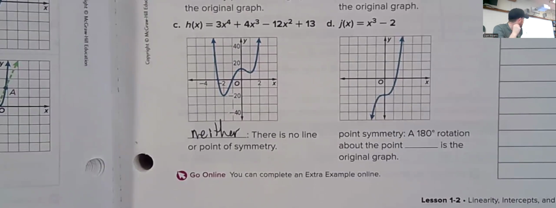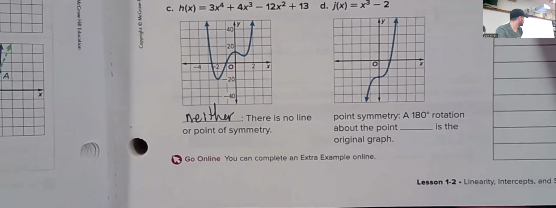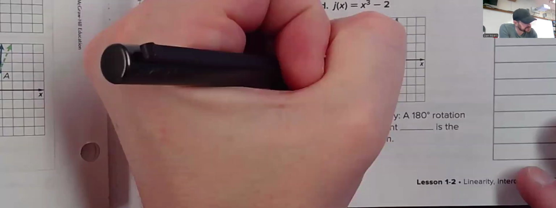All right, next one. It tells us we have point symmetry, okay? What is the point of symmetry? What are the coordinates of the point of symmetry? At what point could we flip this 180 degrees and have it be exactly the same on both sides? I guess another question is, where's the middle of the graph? Where's the middle of the function? 0, -2. Yeah, that's exactly where it is. So the point 0, -2 right here.